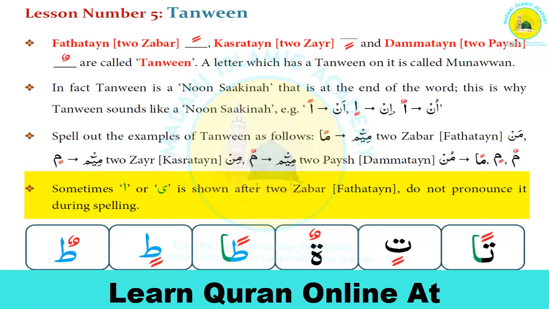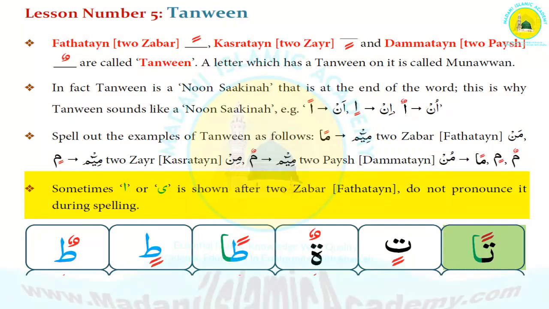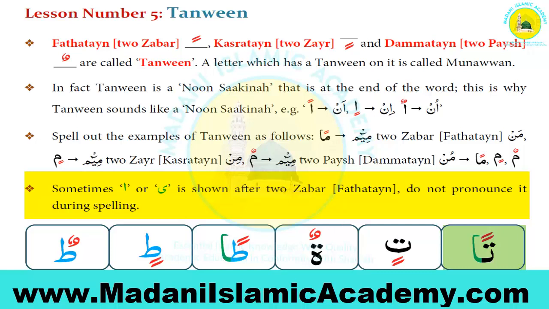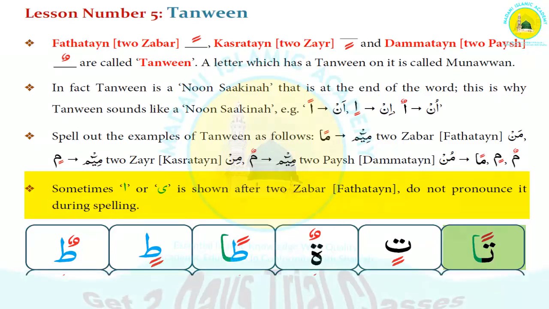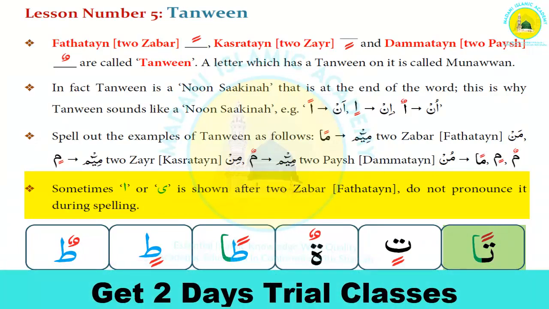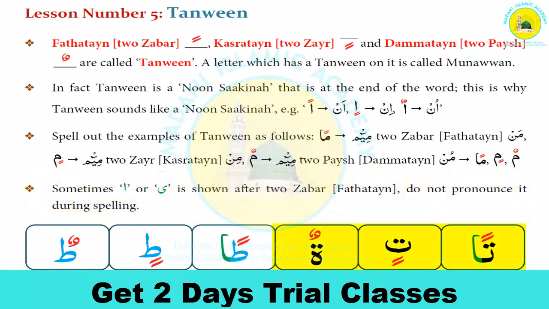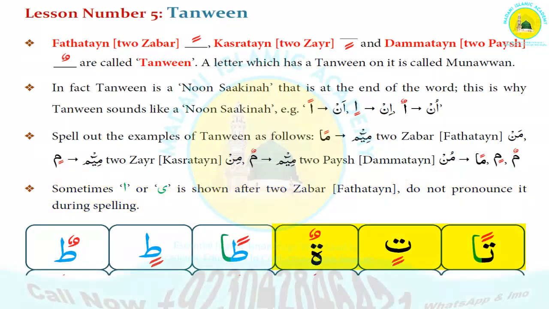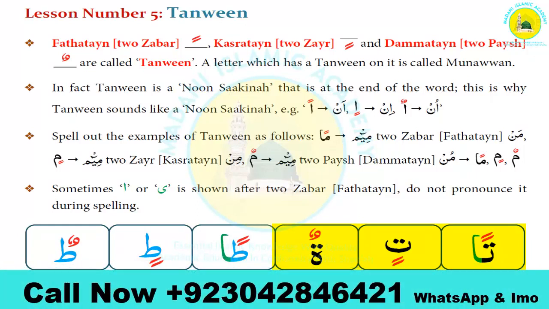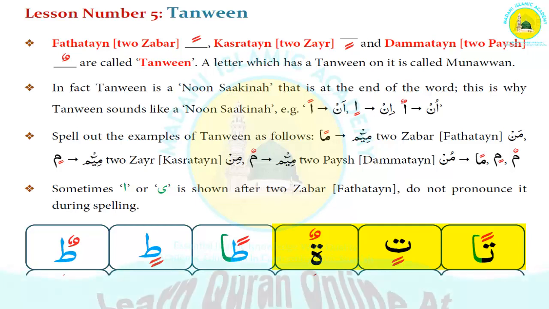So if you can see on your screen now, ta, this is the ta, and then this alif that is written. This alif is a silent letter. It's not going to be read. Even when we spell the letters out, we are not going to read it. We're going to read it as normal. Ta, do zabar, tan. Ta, do zer, tin. Ta, do pesh, tun. Tan, tin, tun.